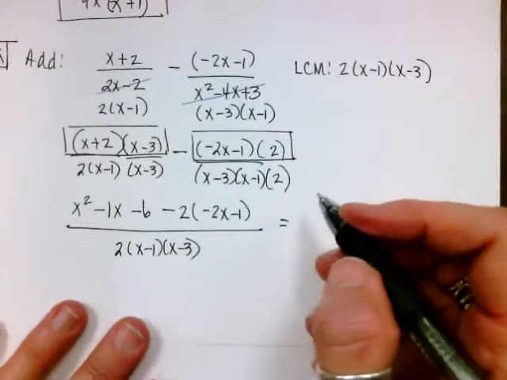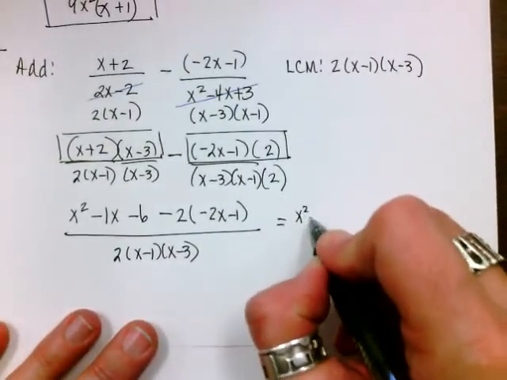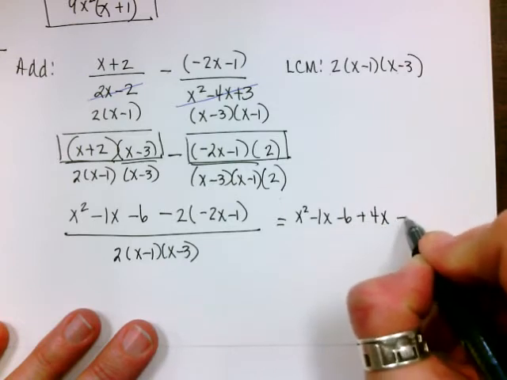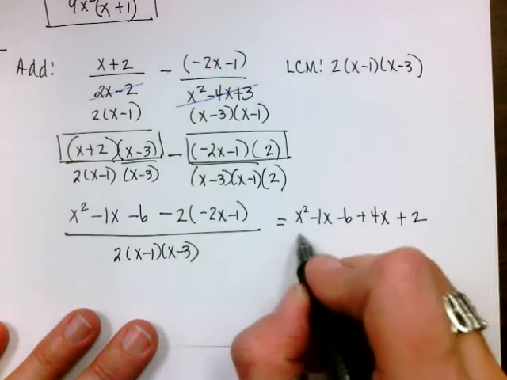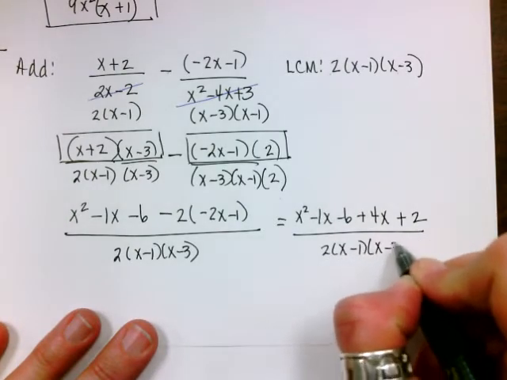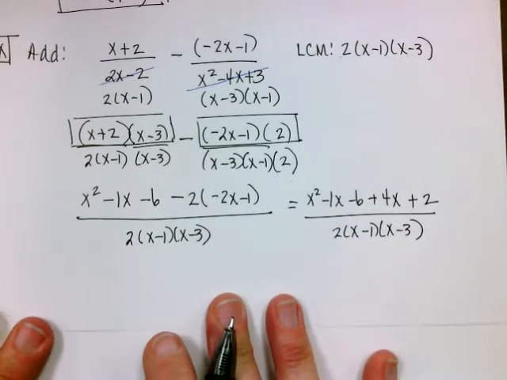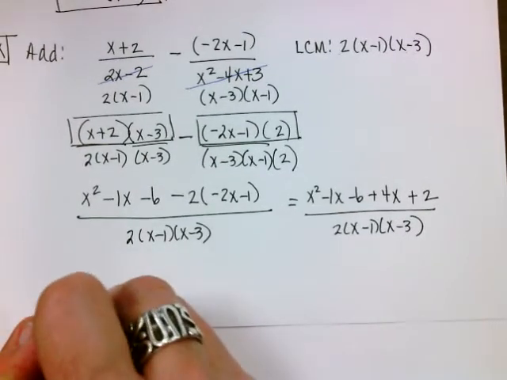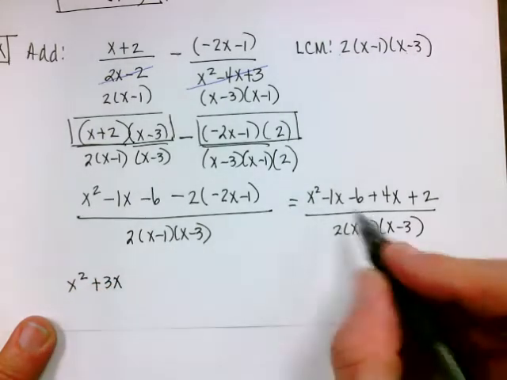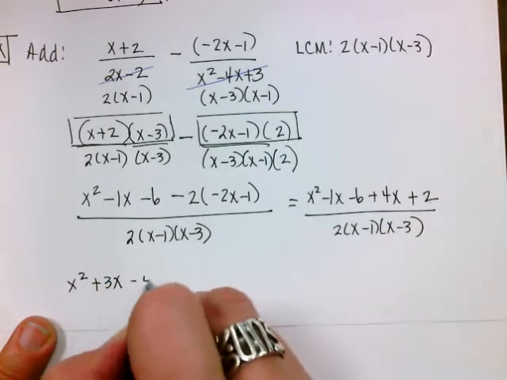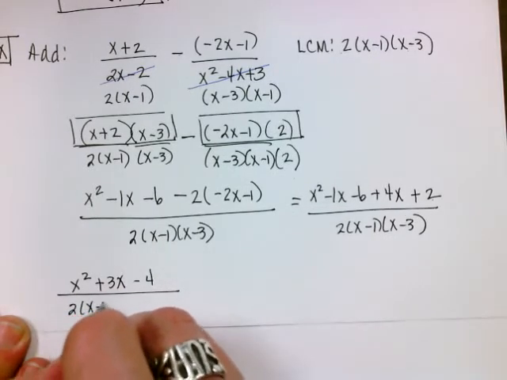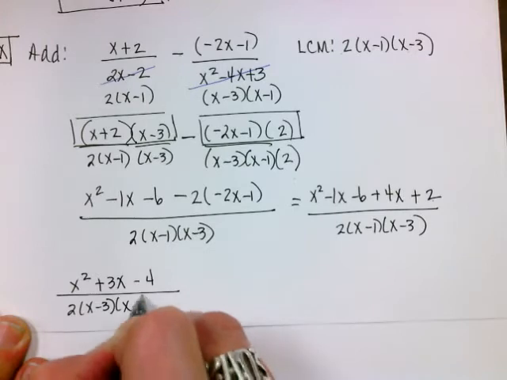I still need to simplify the top, so there's the x squared minus 1x minus 6 plus 4x plus 2, and then my denominator 2, and then (x minus 1) and (x minus 3). So I need to combine like terms. There's no other squared term. 4 minus 1 is going to be plus 3x, and a negative 6 plus 2 is a negative 4, and that's going to go over 2 and (x minus 3) and (x minus 1).